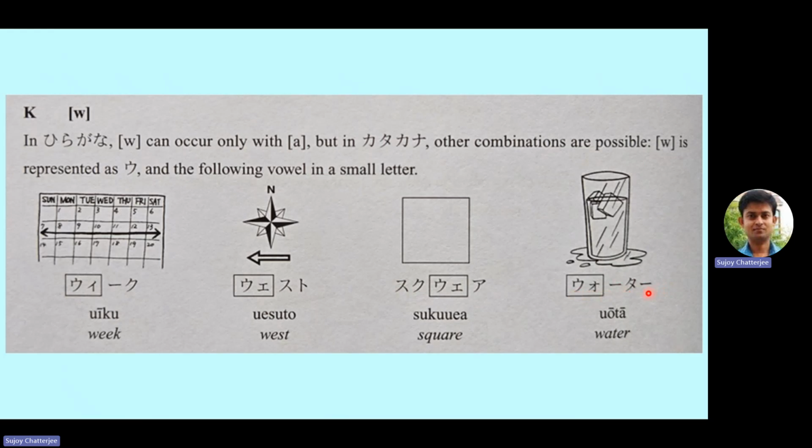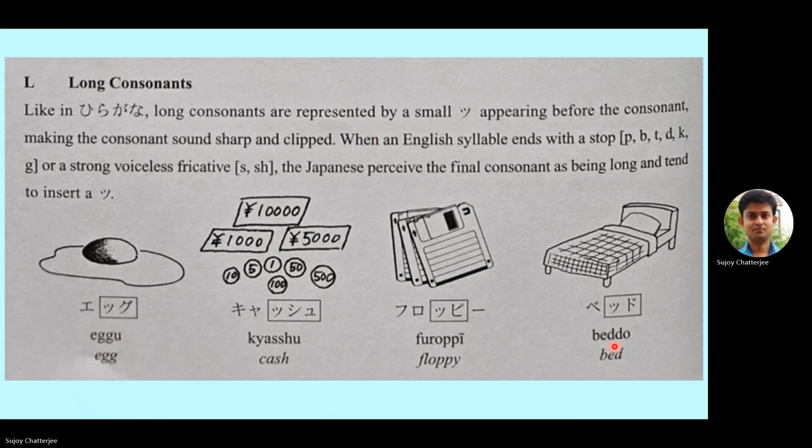So again, you have to practice this to remember what will be used and what not. So this is the U character. It's not anything related to the W sound, because except for the wa sound, we don't have any other. So to give pronunciation to W-based words of English, we take help of U followed by another vowel. So uiku, uesuto, sukuya, and uota.